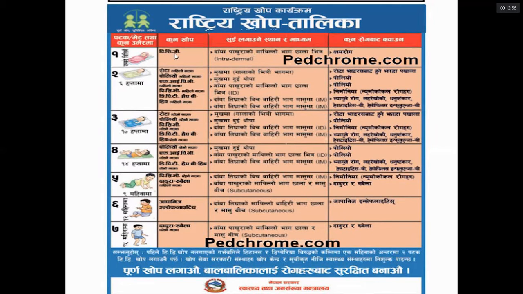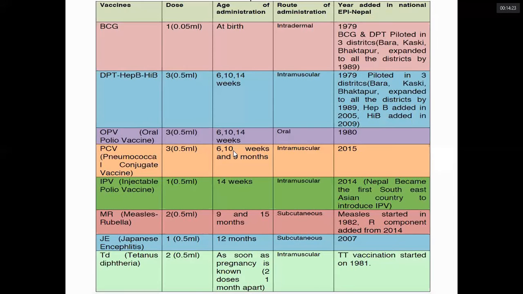Among these, BCG is given intradermal. Oral polio vaccine and rotavirus are given orally, 2 drops. And IPV is given injectable IM, and DPT, the pentavalent vaccines, are also given IM. And JE, MR are given subcutaneous. All the vaccines are 0.5 ml, except BCG, which is 0.05 ml.